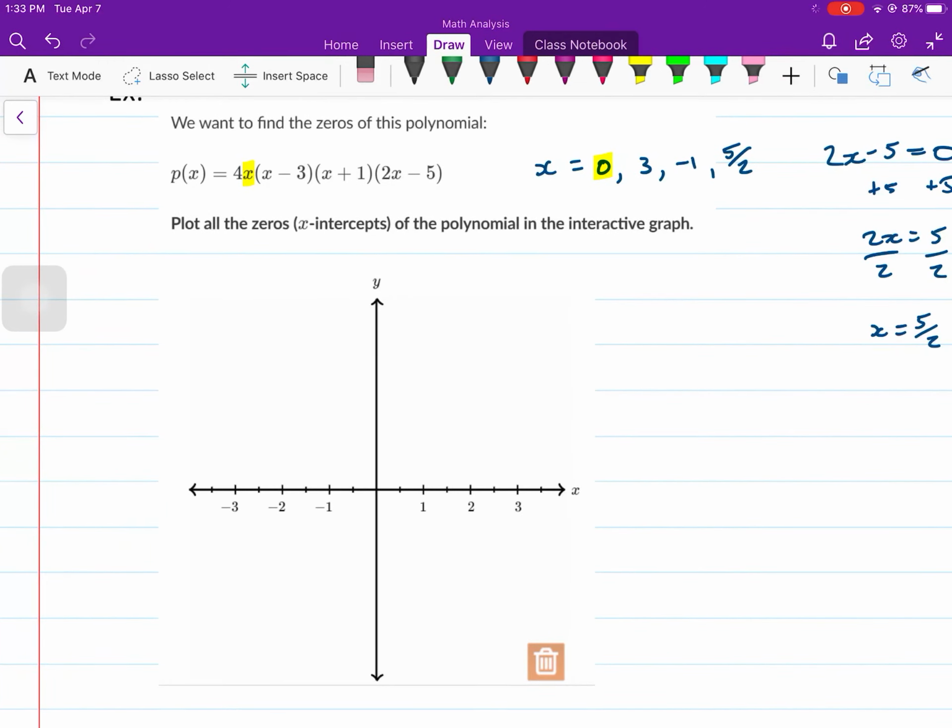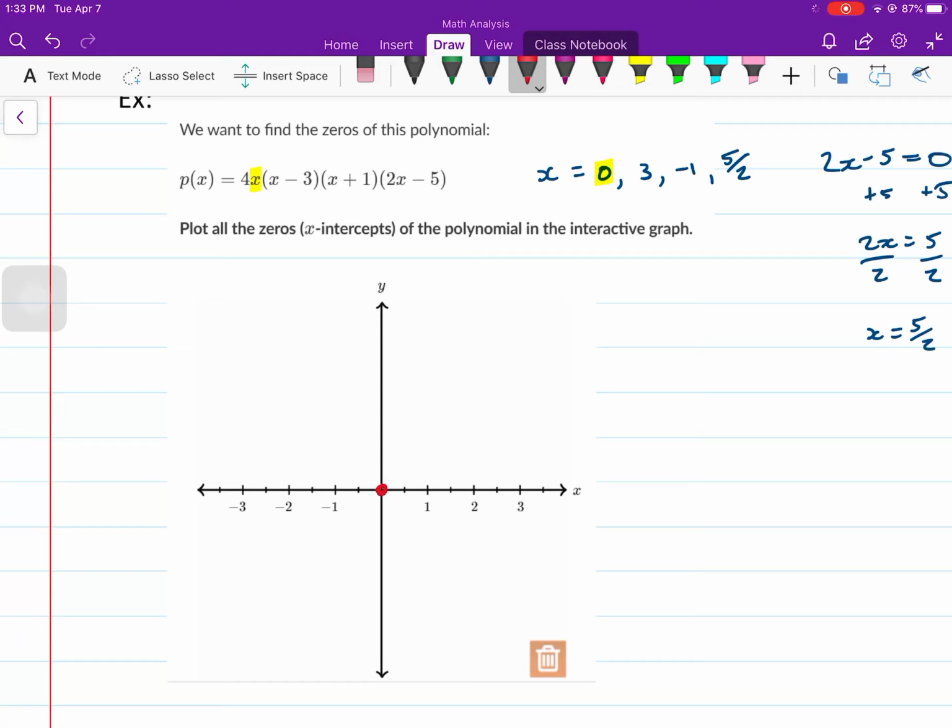So here's all our zeros. Now we just have to plot them on this graph. We have 0, we have 3, we have negative 1, and then the last one's 5 halves. Well, what is 5 halves? Rewritten as a mixed fraction, 2 goes into 5 2 times, leaves us with 1. So 2.5 would be that last value.